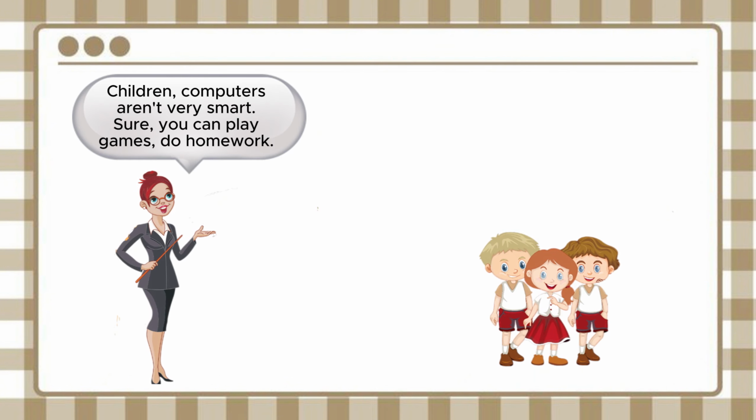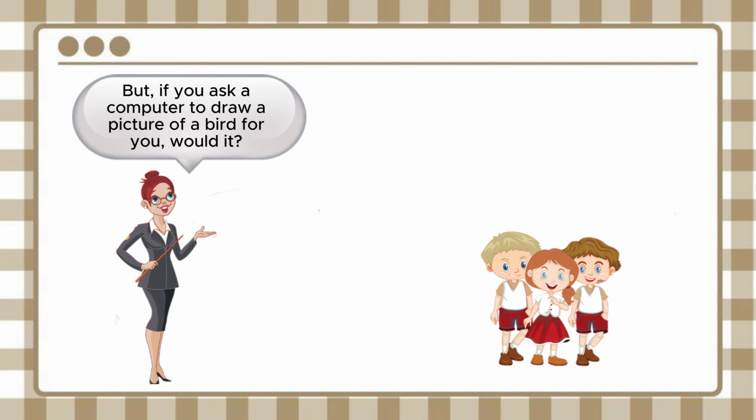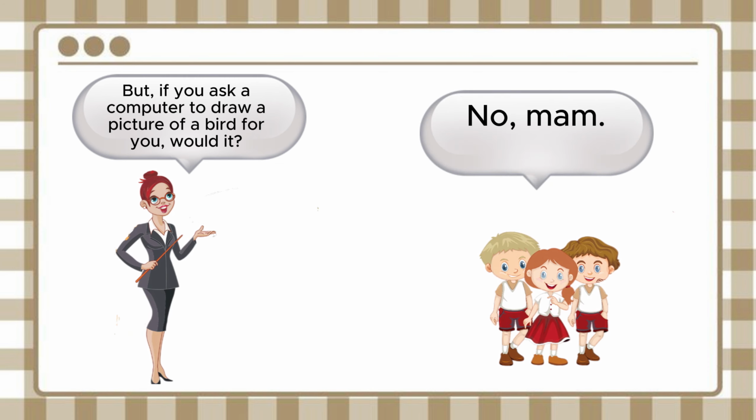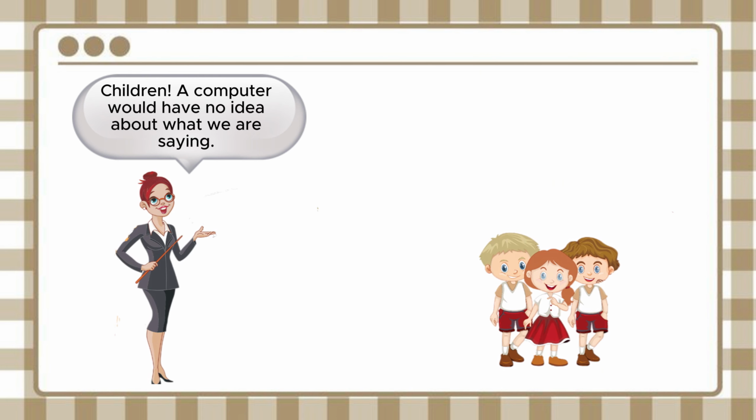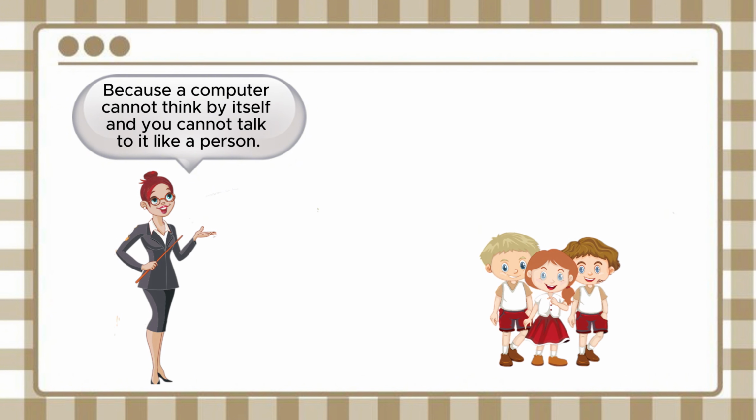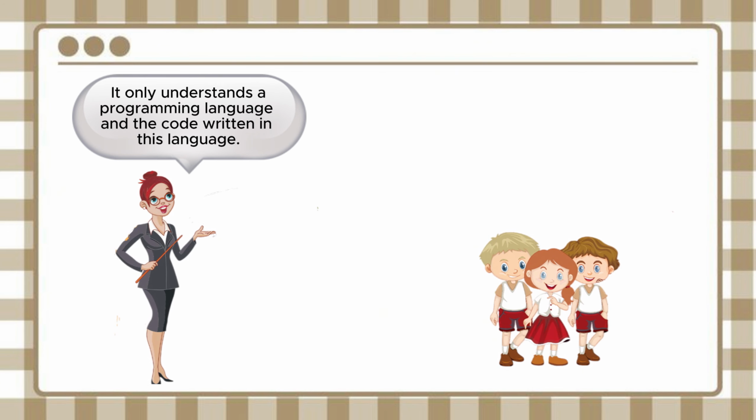Let's make a sprite to say, children, computers aren't very smart. Sure, you can play games, do homework, but if you ask a computer to draw a picture of a bird for you, would it? No, ma'am. Children, a computer would have no idea about what we are saying. Because a computer cannot think by itself and you cannot talk to it like a person. It only understands a programming language and the code written in this language.